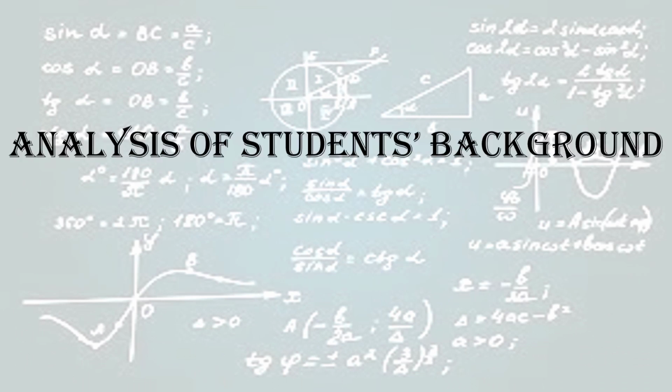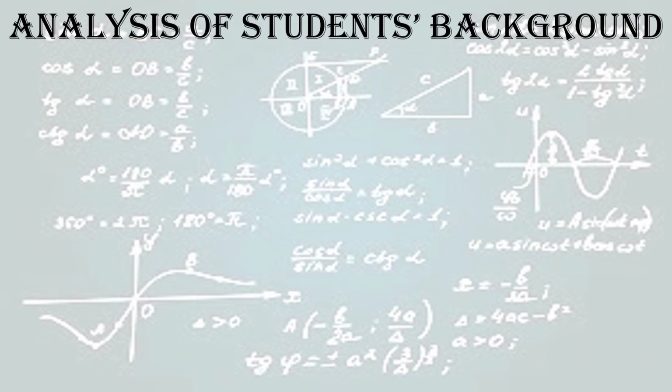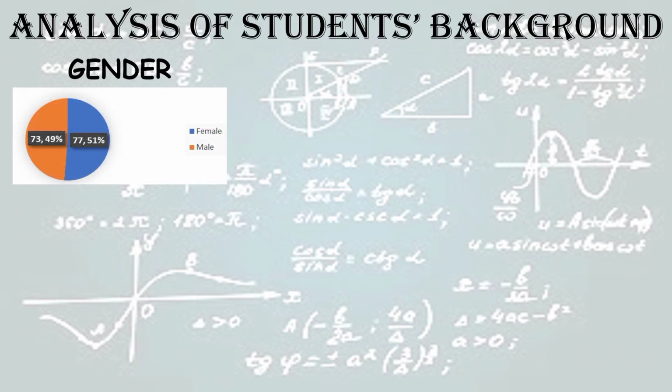So, firstly, we will analyse the student background. There is the pie chart for the gender. Based on the pie chart, we can say that the number of male and female students is almost the same, with a difference of only 4 students. The number of female students is 77, which is higher than the male students with 73.